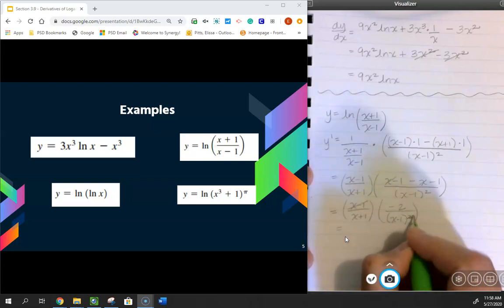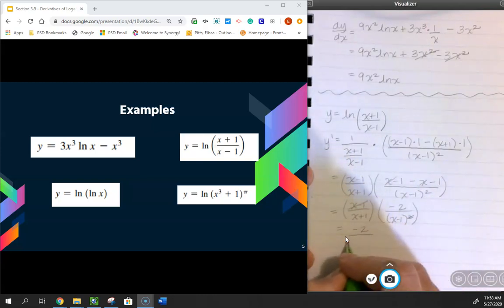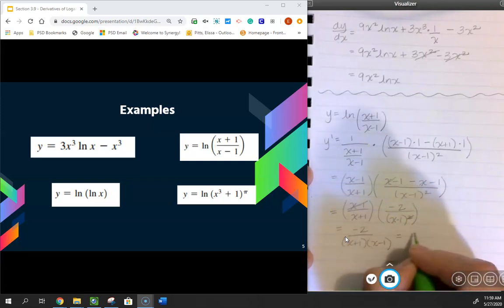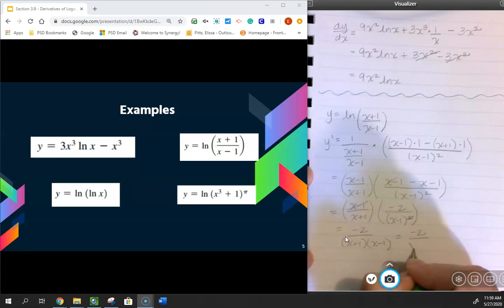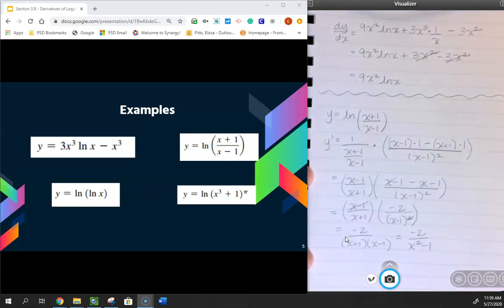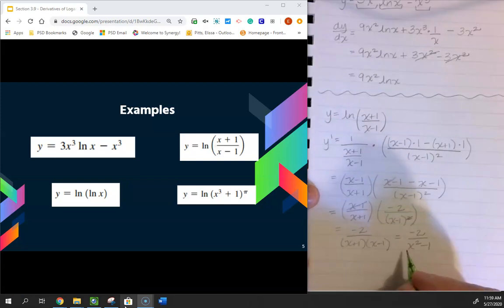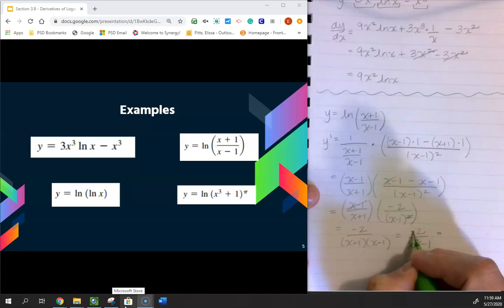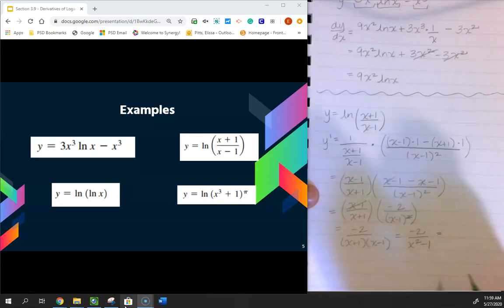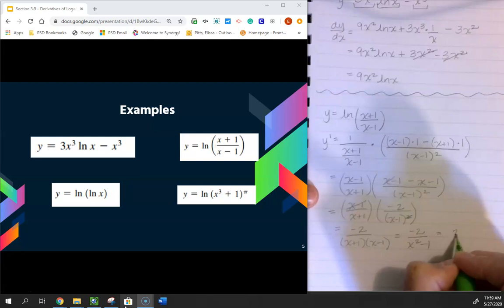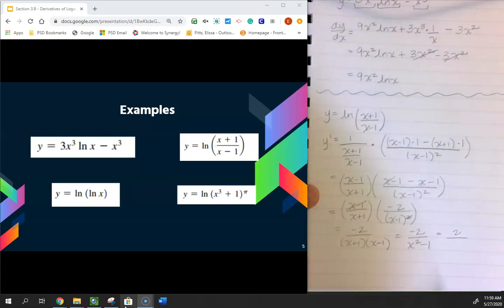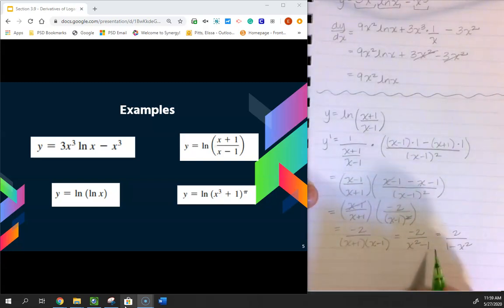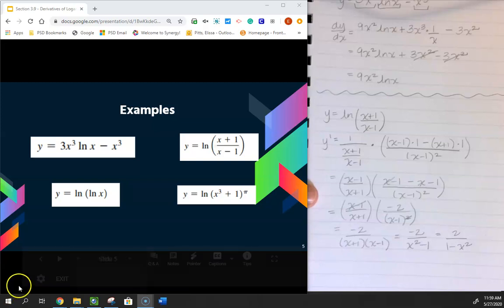You can cancel out that with one of those. I'm left with negative 2 over (x plus 1) times (x minus 1) equals negative 2 over x squared minus 1. Sometimes your book does some shifting around with this. If I factor out a negative here in the top and a negative in the bottom, that will leave me with a positive 2 on the top, and that'll reverse the order of the bottom. So those two things are equivalent. I would take either answer.